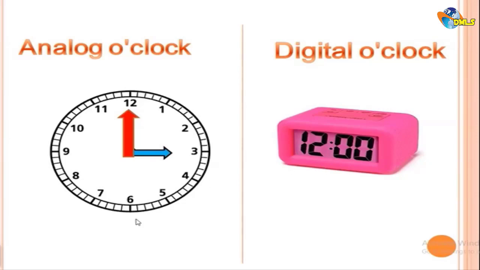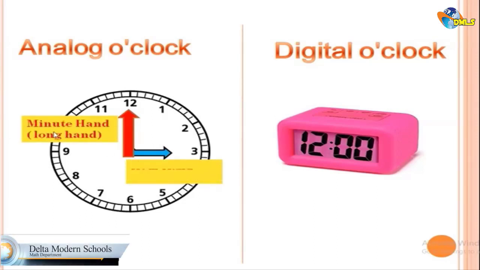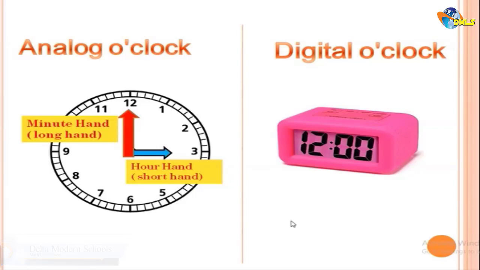Okay, and if you look at the analog clock, you can see that we have the numbers from 1 to 12. And we have two hands here. We have a long hand and a short hand. The long hand is the minute hand, and the short hand is the hour hand. And today we will learn how to tell the time on the analog clock.